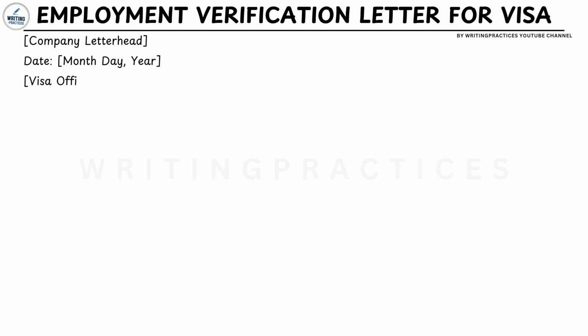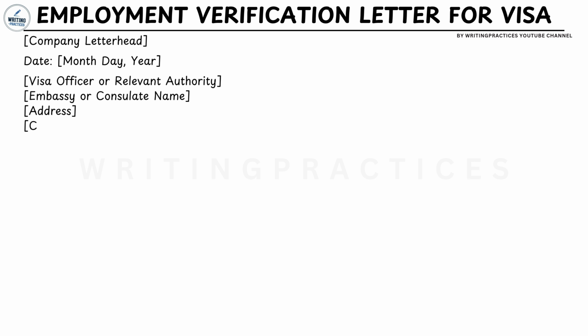Recipient's information. Now, include the details of the visa officer or the relevant authority. This section should be addressed formally and include the embassy or consulate name, their address, city, state, and zip code. Example: visa officer or relevant authority. Embassy or consulate name. Address, city, state, zip code. Providing this information ensures the letter is directed to the correct person or office, which helps streamline the application process.